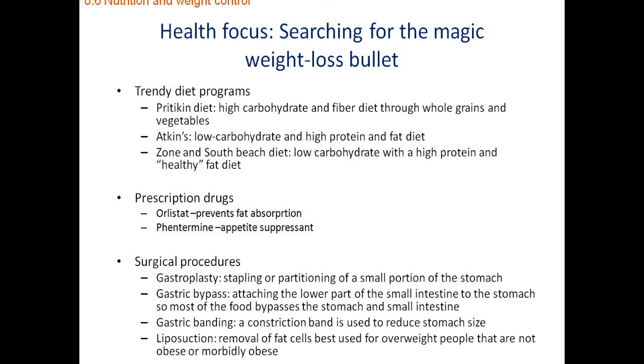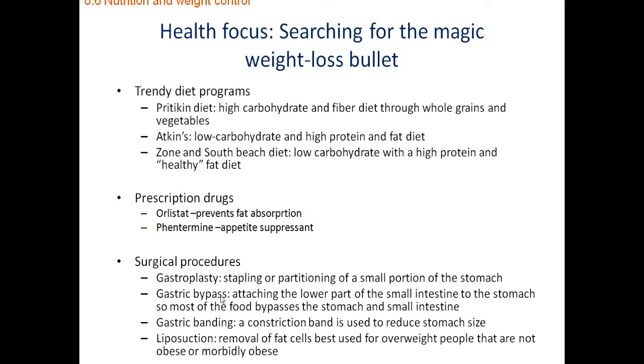Phentermine is like fen-phen. It's an appetite suppressant, so you don't want to eat, but it causes other problems. Now, surgical procedures. There are different surgeries that are done nowadays. Gastroplasty is where they staple or partition off a small portion of your stomach, so you can't eat as much food.